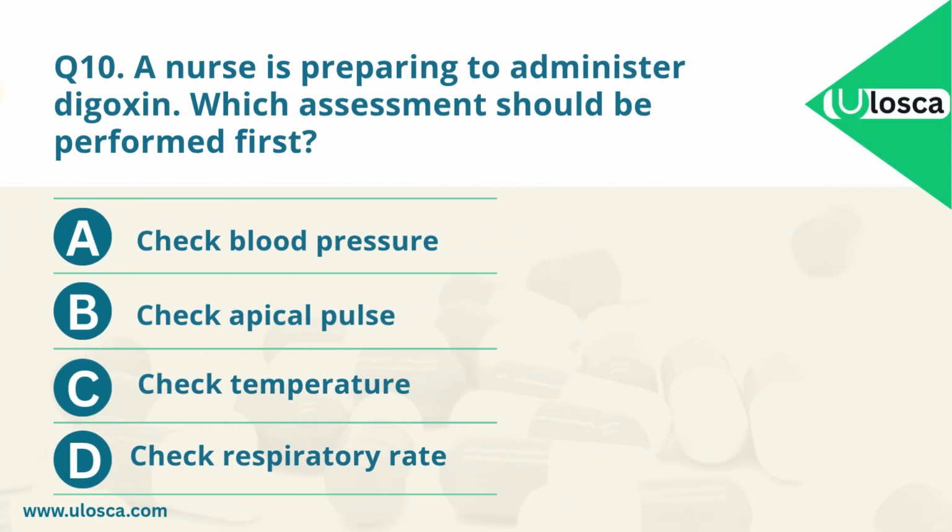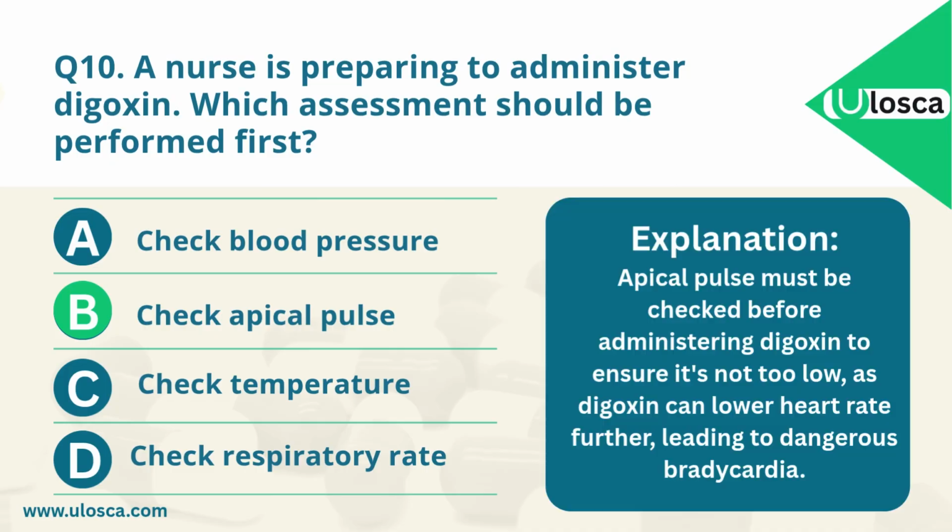The correct answer is B. Check apical pulse. Explanation. Apical pulse must be checked before administering digoxin to ensure it's not too low, as digoxin can lower heart rate further, leading to dangerous bradycardia.